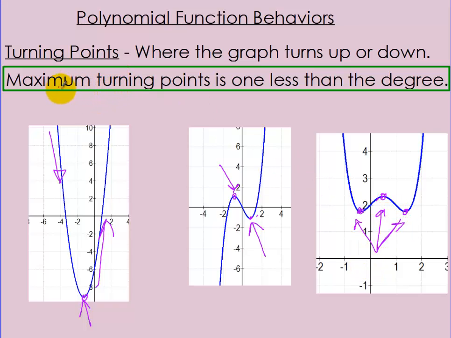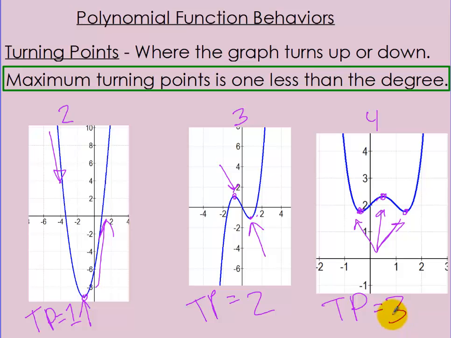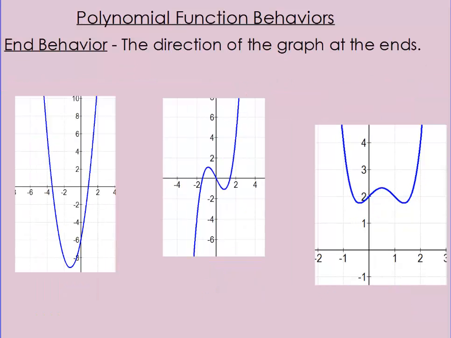One thing you want to know is the maximum number of turning points is 1 less than the degree. In this case, the degree of this function was 2 because it was f of x equals 2x squared. This degree was 3, and this degree was 4. Notice how many turning points we have here: 1 turning point here. In this case, we have 2 turning points. In this case, we have 3 turning points. So the maximum number is 1 less than the degree. Next part. The other vocab word I want you to understand is end behavior. And what's end behavior?